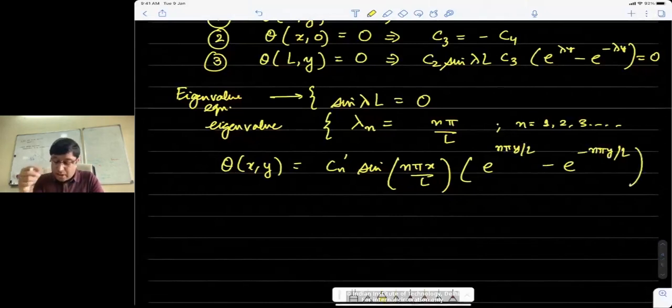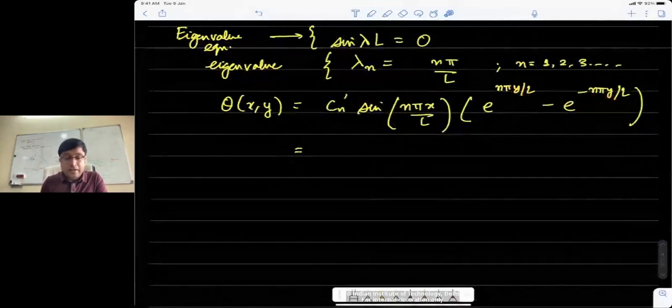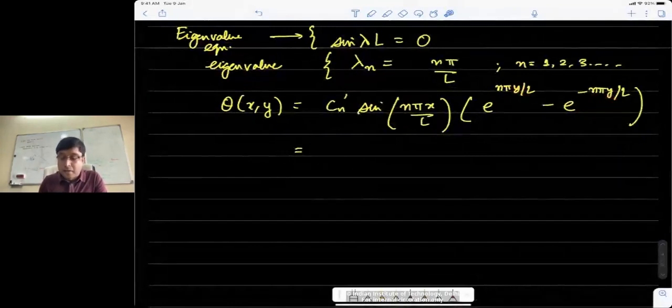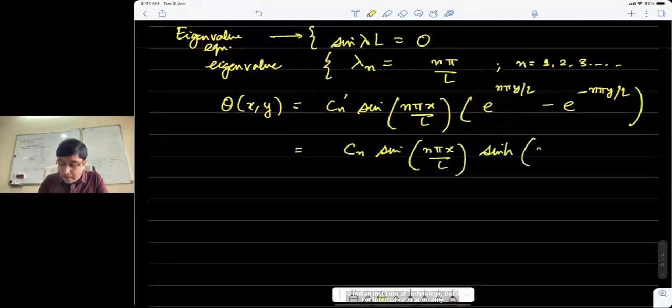because I know that the solution is now dependent on the value of n, which comes from the eigenvalue equation. The reason I wrote it this way is that e to the power n pi y by L minus e to the power minus n pi y by L can be written in terms of a sine hyperbolic function of that argument, n pi y by L. So I can write this as 2 Cn prime, but 2 is another constant, I don't need to worry about it. So I'll just write this as Cn sine n pi x by L into sine hyperbolic of n pi y by L.